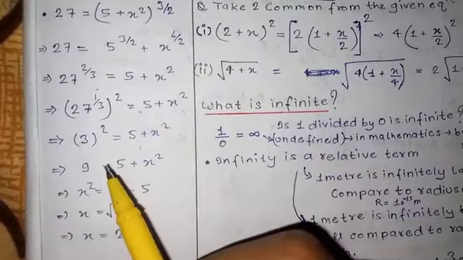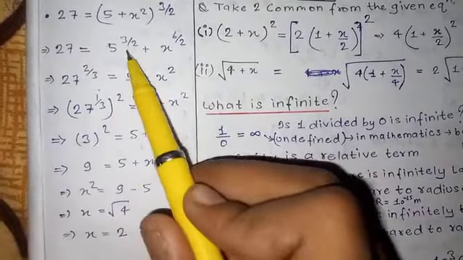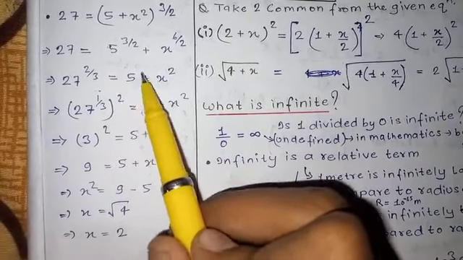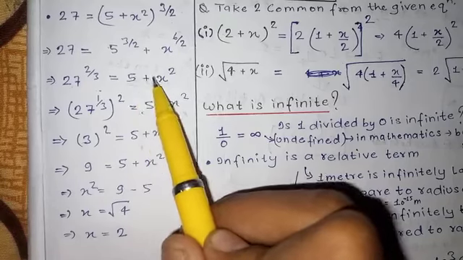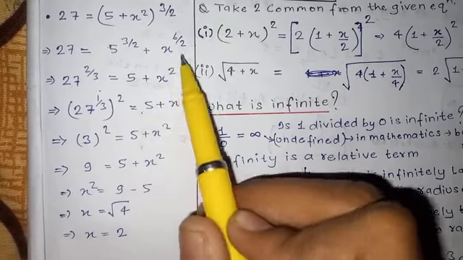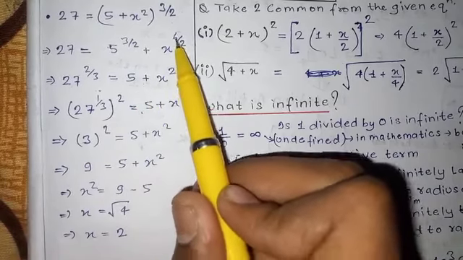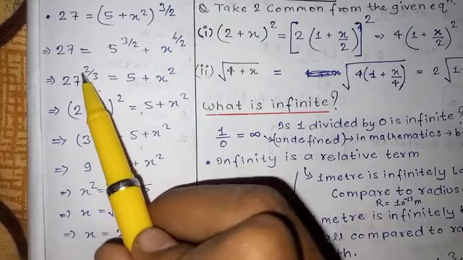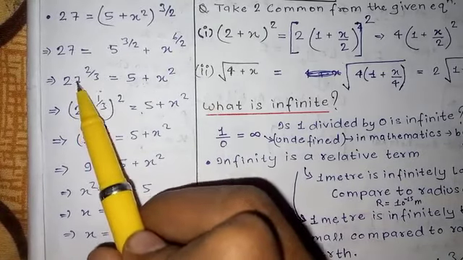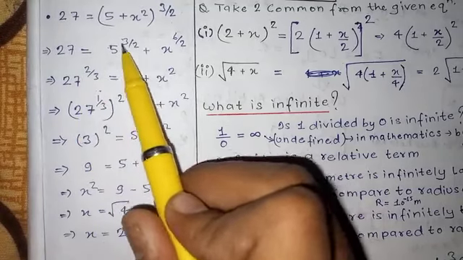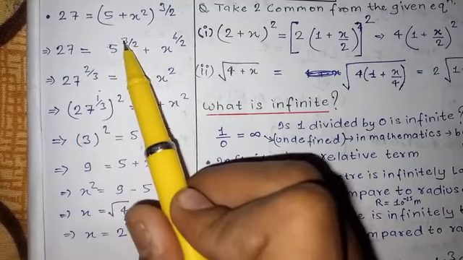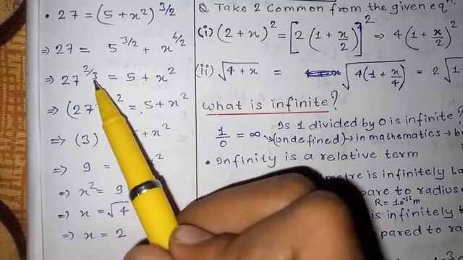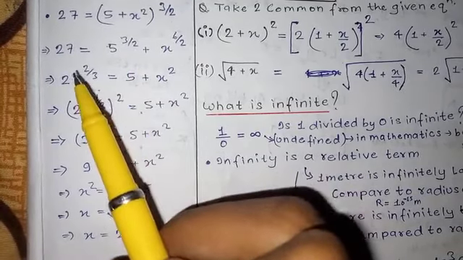After that, we have to take 3 by 2 as a common, and after taking 3 by 2 as a common, this will become 5 to the power 1, and this will become 5x to the power 2, because 3 2s are 6 and 2 1s are 2. And when this power goes to the left hand side, it will become its reciprocal. First of all, we have taken the common 3 by 2, and when we go to the left side, it will become 2 by 3.